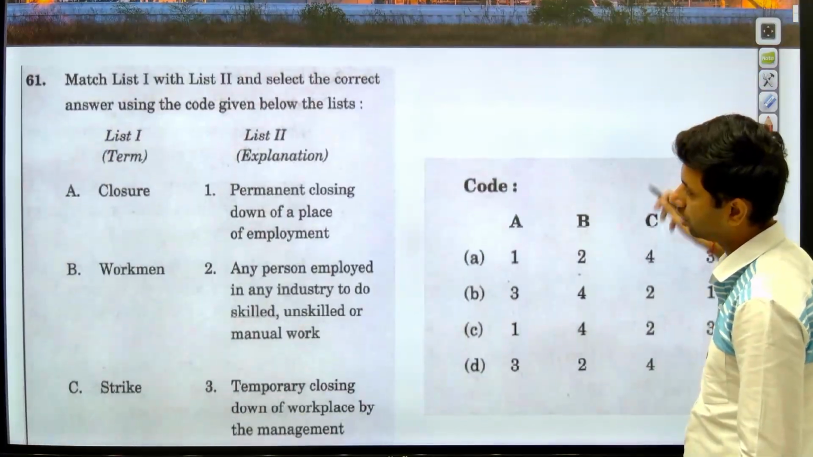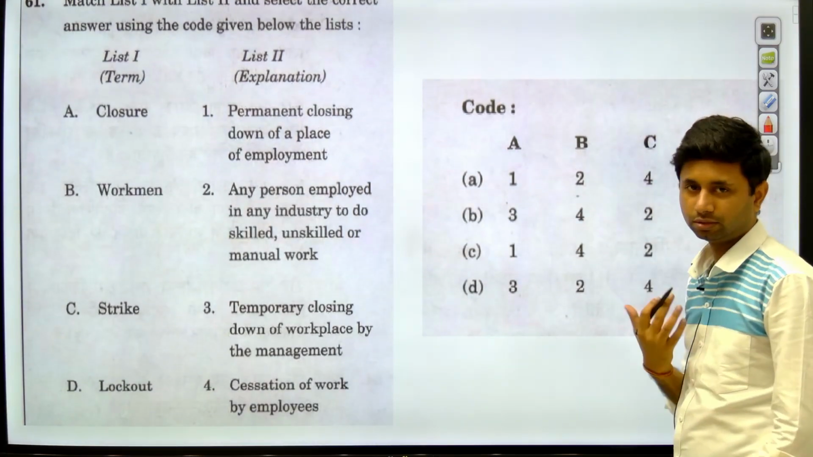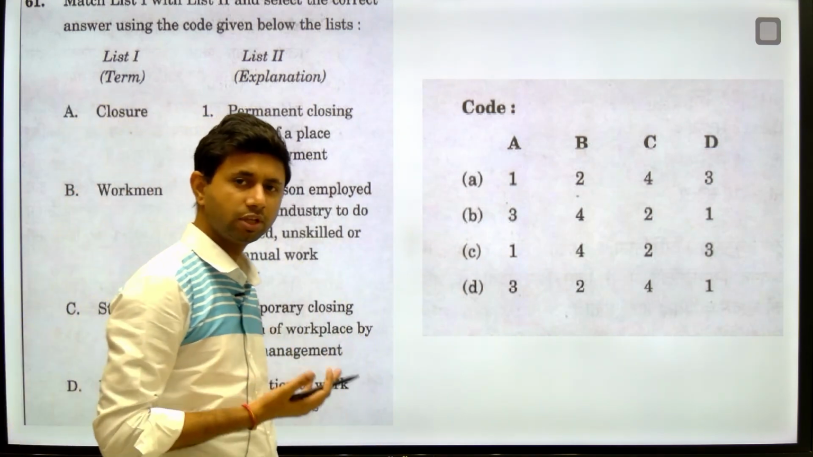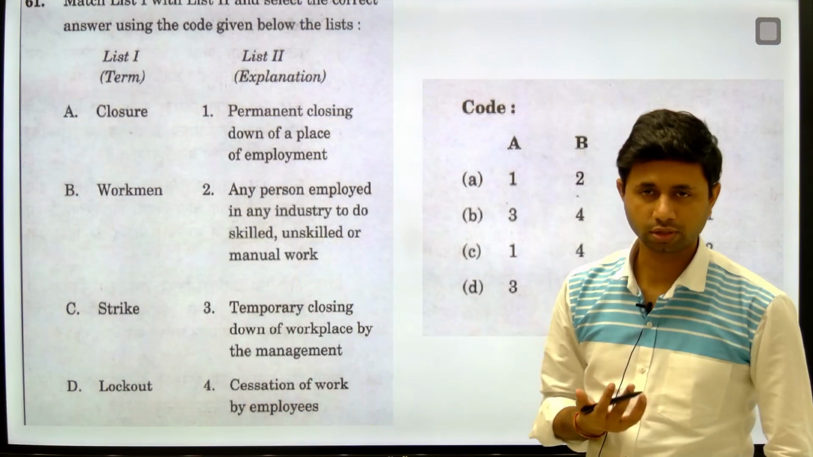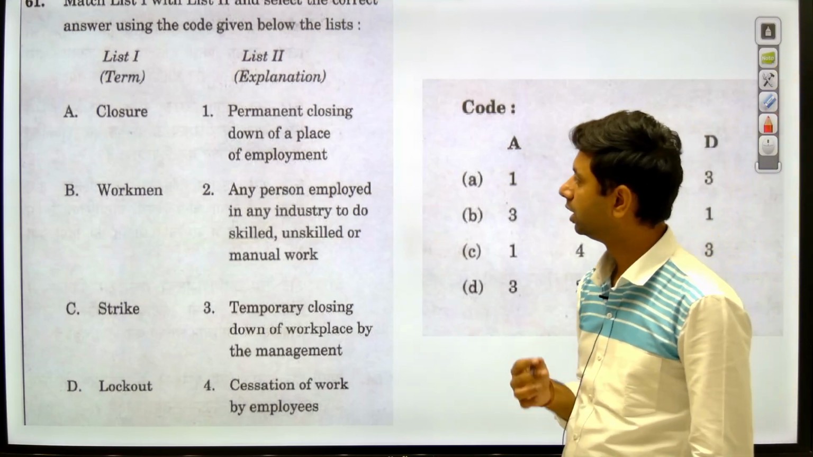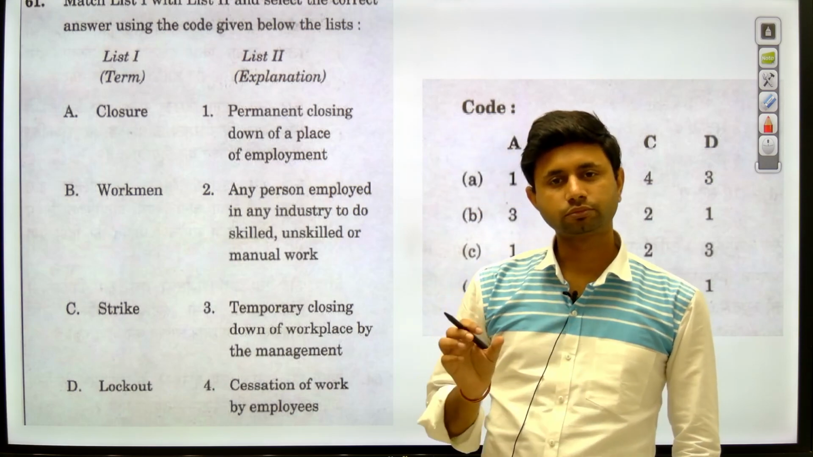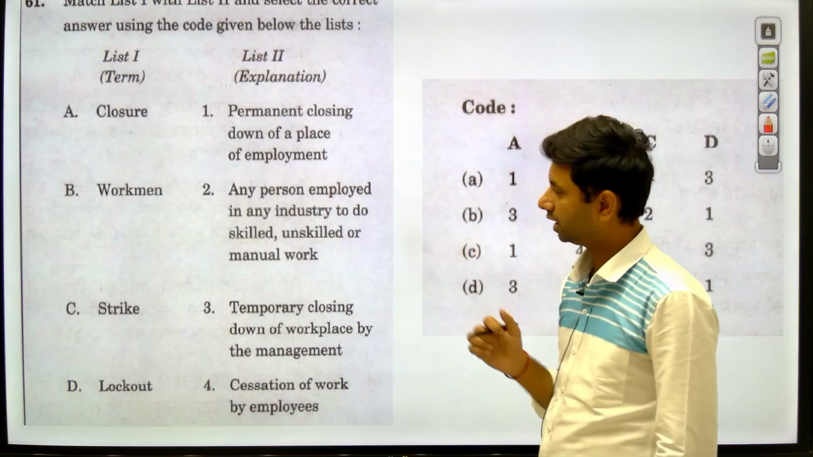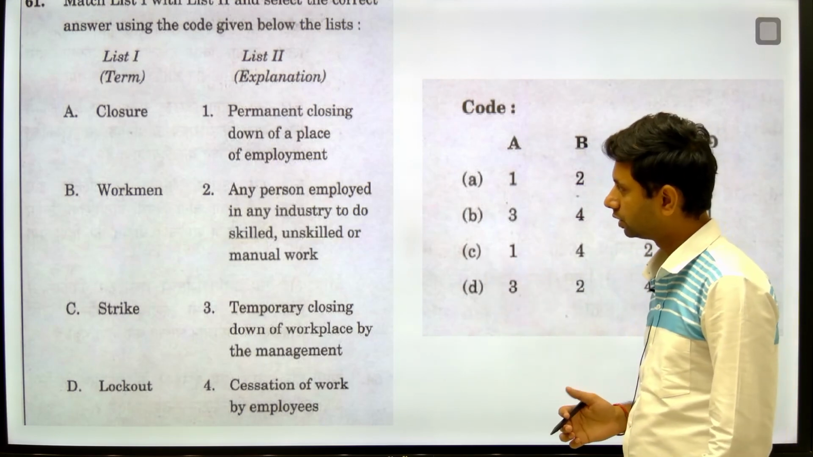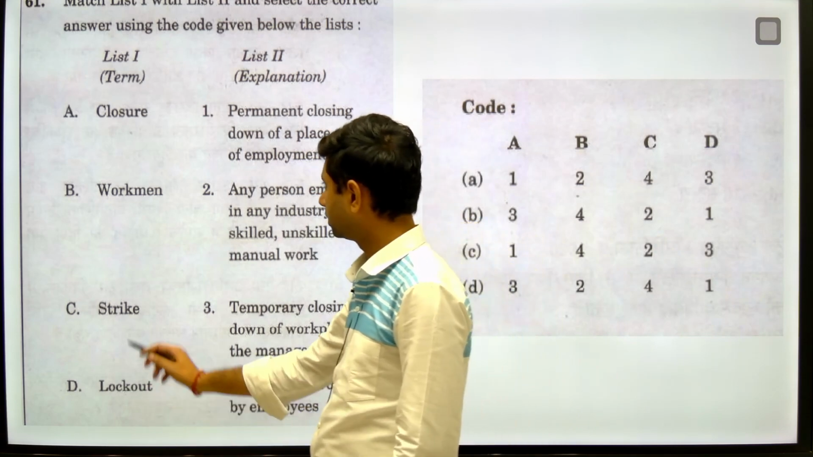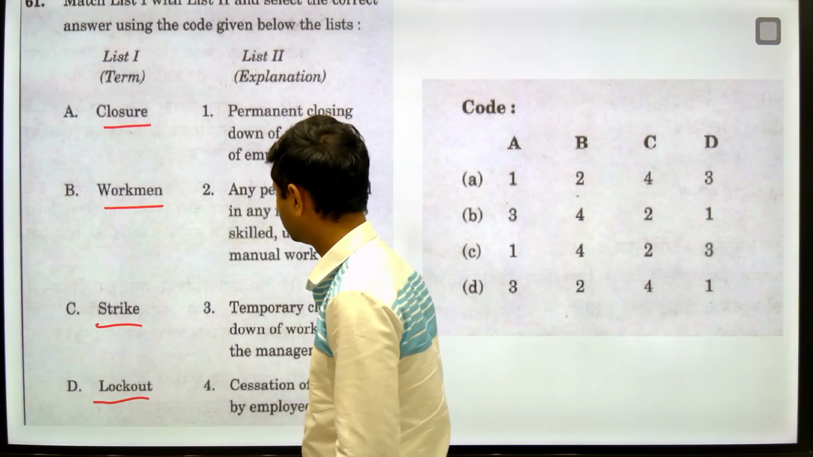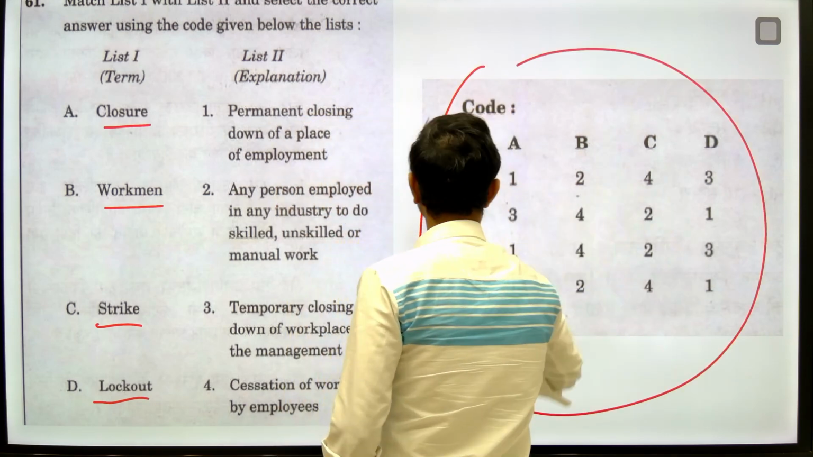So the first question talks about the basic terminologies and their definitions. Usually what happens, various codes are there, such as the Code on Industrial Relations, Code on Social Security, Code on Wages as well as Code on Occupational Safety. Within those codes, the government actually defines each and every term. So you can find similar definitions when I show you the solution. But first of all, do the question. So the first question is about what we mean by closure, workmen, strike and lockout. These are the options. Try to do them.